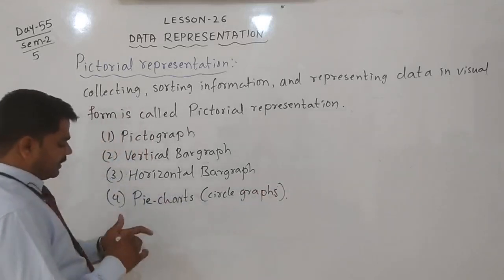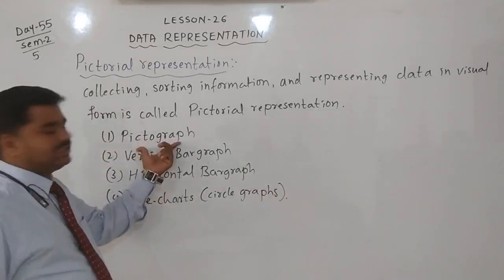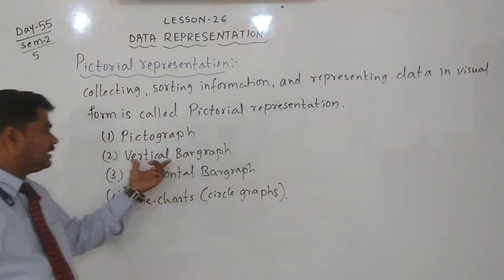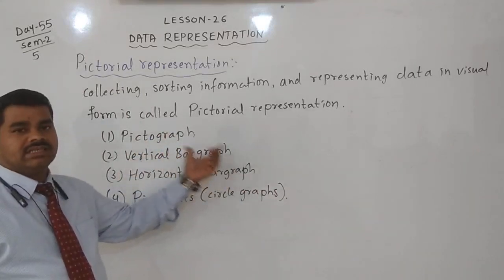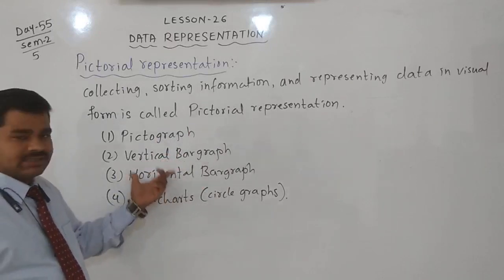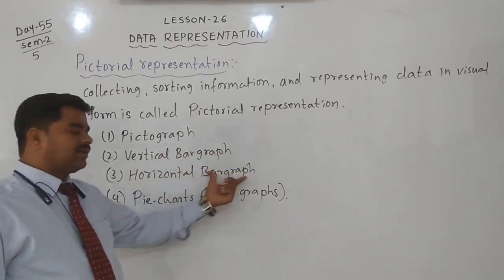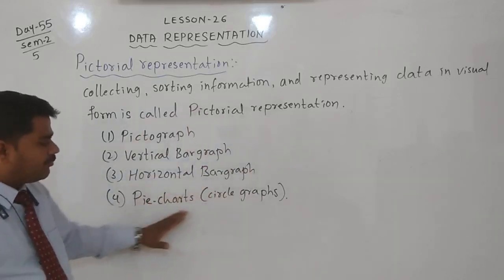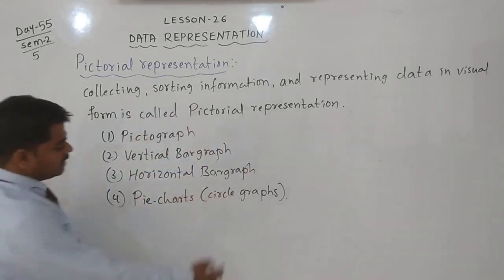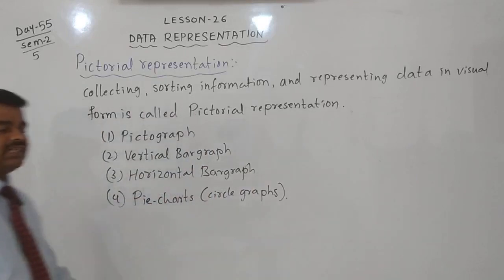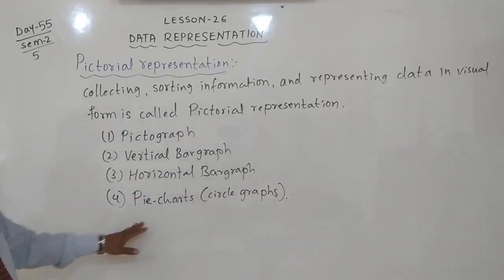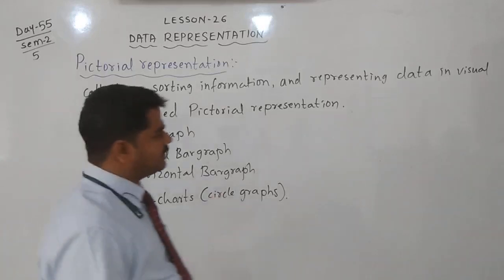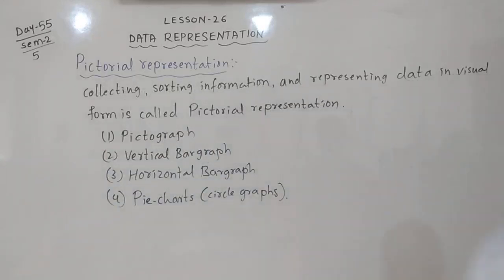Representing the given data in the form of pictures is called pictograph. Representing the data in the form of vertical bars is the vertical bar graph. Representing data in the form of horizontal bars is the horizontal bar graph. Pie charts are in circular pictures, which we call pie charts or circle graphs. Write down this much neatly in your notebook. After this, we will see the examples.